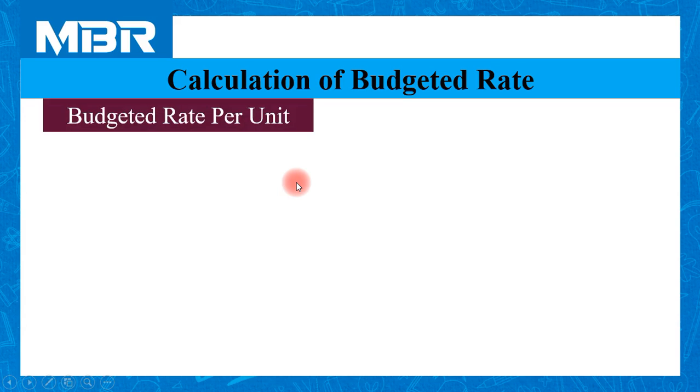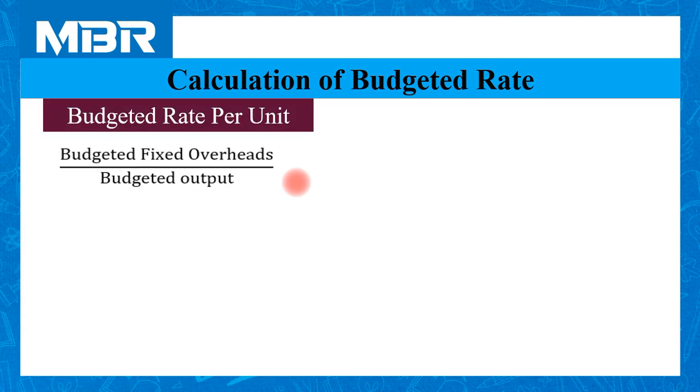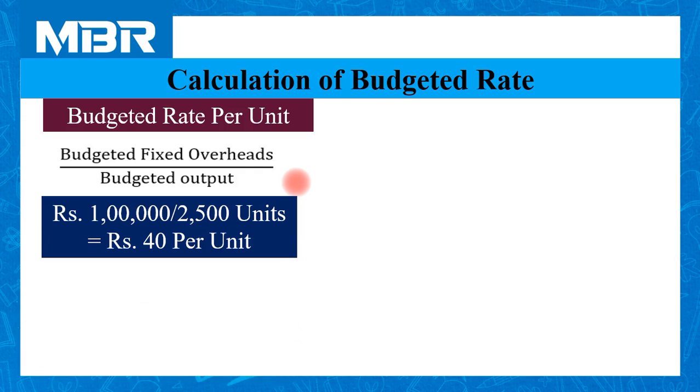Budgeted rate per unit. Formula for the calculation of budgeted rate per unit: budgeted fixed overheads divided by budgeted output. Check the information given in the table. Budgeted fixed overheads are rupees 1 lakh and budgeted output is given for 2500 units. So budgeted rate per unit is rupees 40.